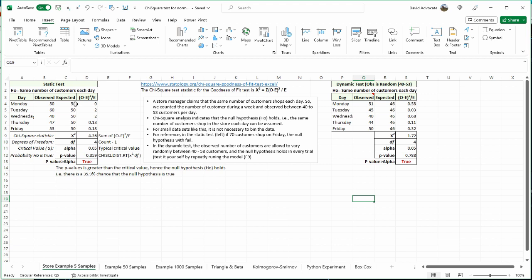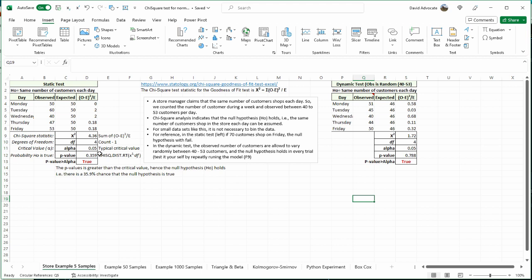And the mean, which is the expected, is 50. Then we're going to apply a chi-square test, which is the chi-squared equals the sum of the observed minus the expected squared divided by the expected, which we've done here. And we sum that up and we get the chi-squared statistic. The degrees of freedom is the count minus 1, so we had 5 days, minus 1 is 4. And we're going to use a typical critical value of 5%.